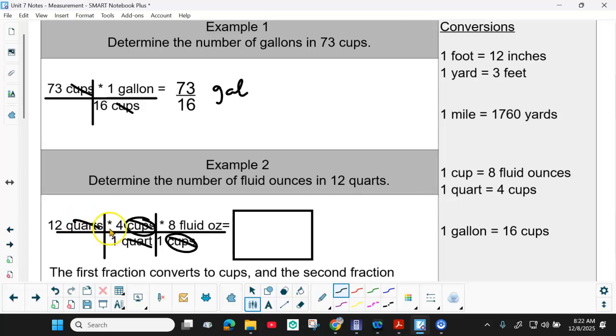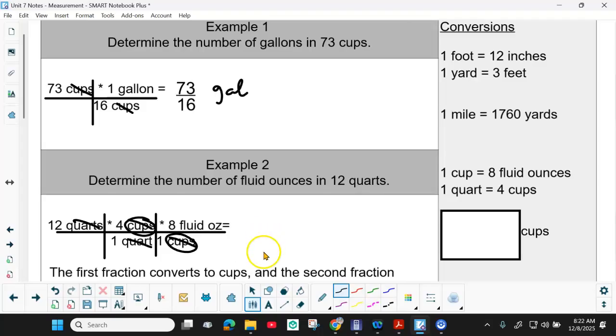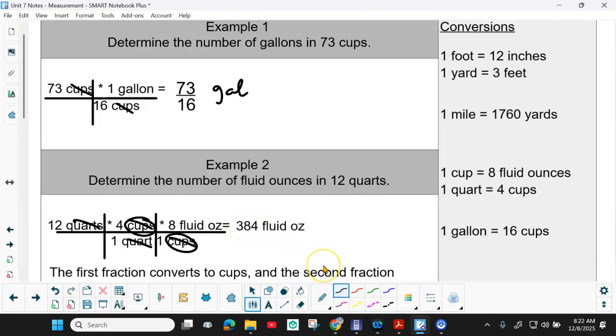So 4 times 12 times 8, and on the bottom we have 1 and 1. So you can either write the 1 on the bottom or you can leave it off. Okay, but we know that this is going to be in fluid ounces when everything's said and done. Okay. Pretty easy? Yeah? Okay.